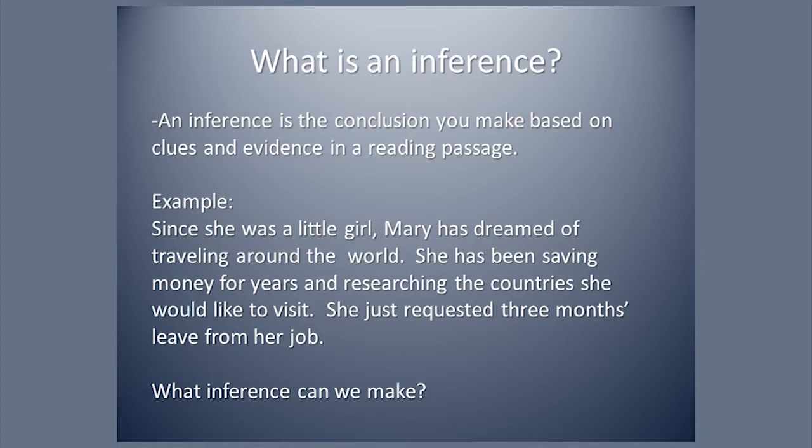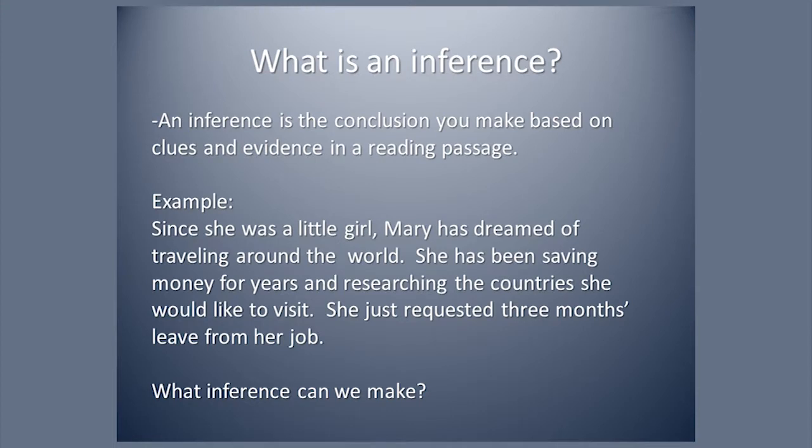Since she was a little girl, Mary has dreamed of traveling around the world. She has been saving money for years and researching the countries she would like to visit. She just requested 3 months leave from her job. After reading that, you can make the inference that Mary is about to take her trip around the world. The author never explicitly states that, but we can infer that that is what is going to happen based on the clues, especially the clue that she just asked for 3 months off at work.